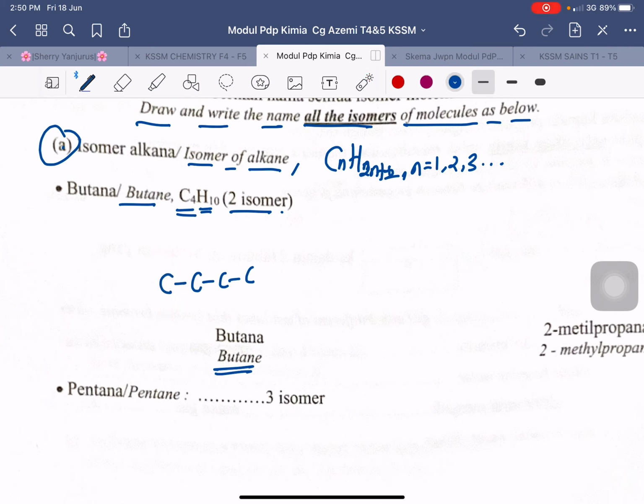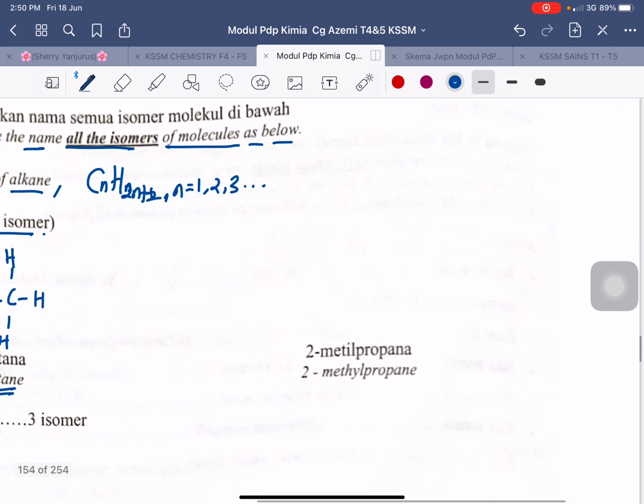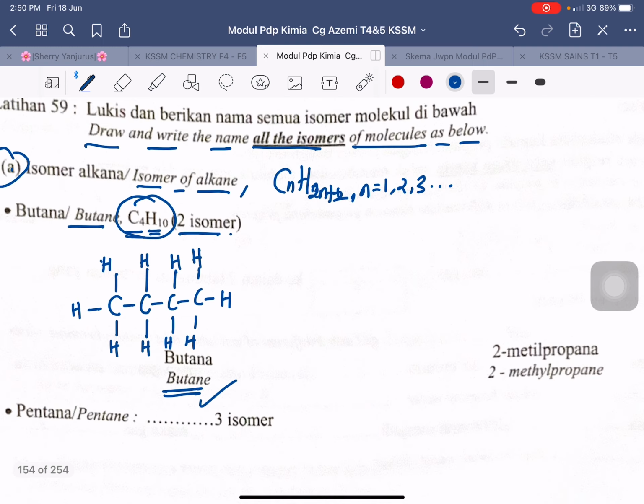So let us draw the hydrogen here. 1, 2, 3, 4, 5, 6, 7, 8, 9, 10. So these are the hydrogen atoms for butane. Look at the formula one more time. The formula here is C4H10. After you draw, you must count again and make sure, pastikan semua atom-atom mencukupi. Okay, so that's the first one, butane.